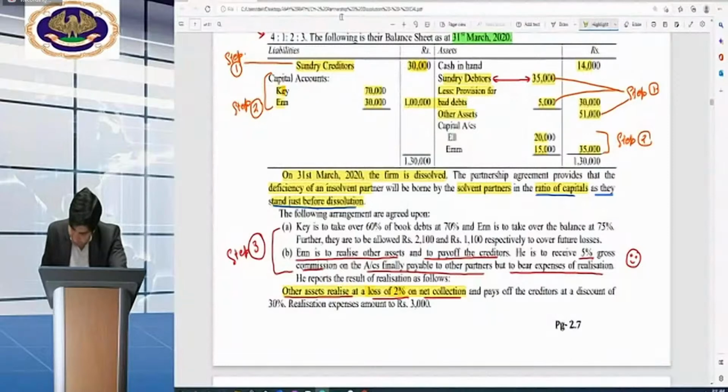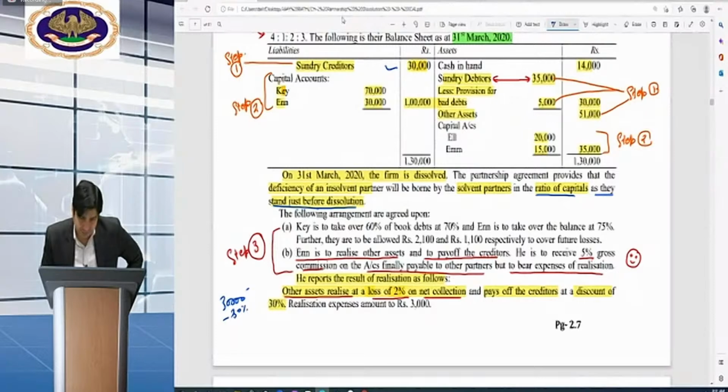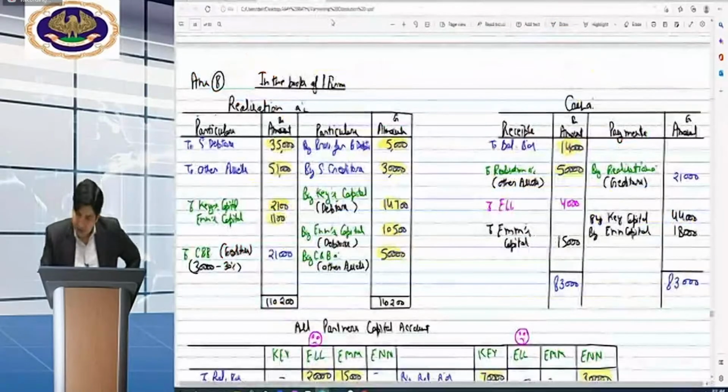Other assets have been realized. Now he reports that we have realized the assets in this way and paid off the creditors at a discount of 30%. Is there anything like 30% of net? No, nothing is there. It is simple: how much are the creditors? That is 30,000. It means 30,000 minus 30%, that is 70%, which is 21,000. That is the amount for which payment has been done.